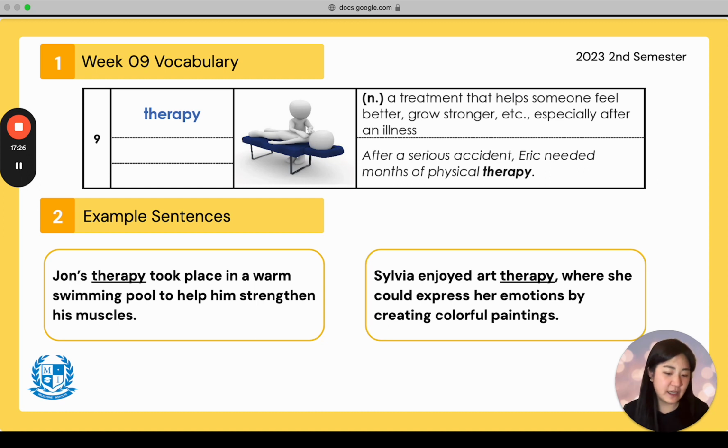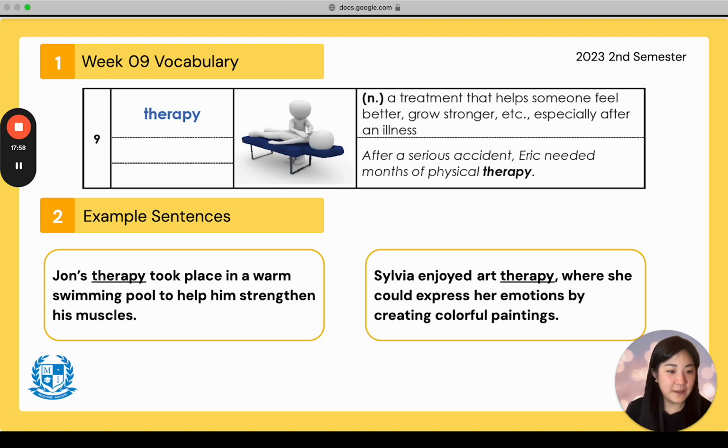What is physical therapy? Physical therapy is when you go, the doctors will help you maybe stretch out some muscles that were hurting, or maybe that you couldn't walk for a while, so you needed help walking again. It's anything with your body that helps you get stronger. Example 1, it says, John's therapy took place in a warm swimming pool to help him strengthen his muscles. So maybe he's walking in the pool for some water therapy.